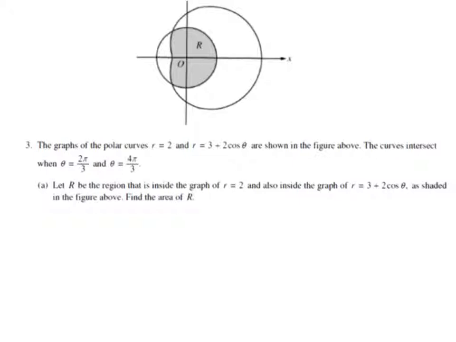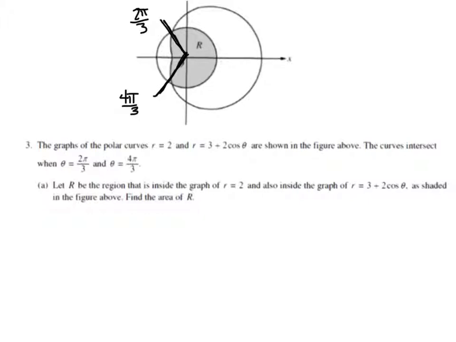This is the graph of the polar curves r equals 2 and r equals 3 plus 2 cosine theta. The curves intersect when theta is 2 pi over 3 and 4 pi over 3. Okay, so this is right here. I'm going to draw this like this. I always like to draw lines because remember, we always reference from the origin. R is the distance from the origin, theta is the angle from 0 radians. So this must be 2 pi over 3, and this must be 4 pi over 3. I like to just draw that intersection, kind of like that.